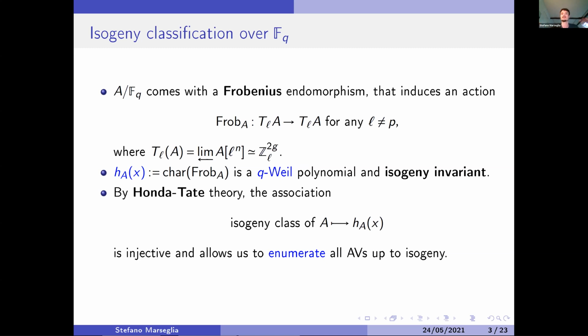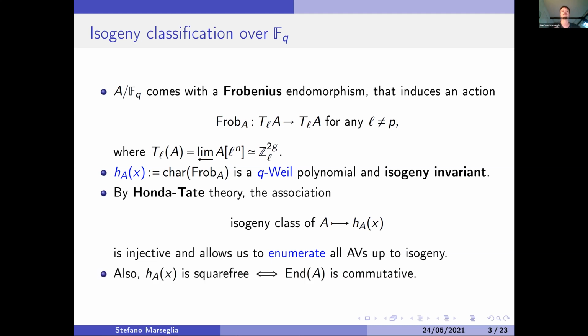Of course, by the very definition, the number of q-Weil polynomials of a fixed degree is finite because the roots all have complex absolute value square root of q. So the coefficients, being symmetric polynomials in the roots, must live inside certain finite boxes. So there are only finitely many of them once you fix the degree and, of course, the field. Okay, so we can list all the Abelian varieties up to isogeny using this characteristic polynomial.